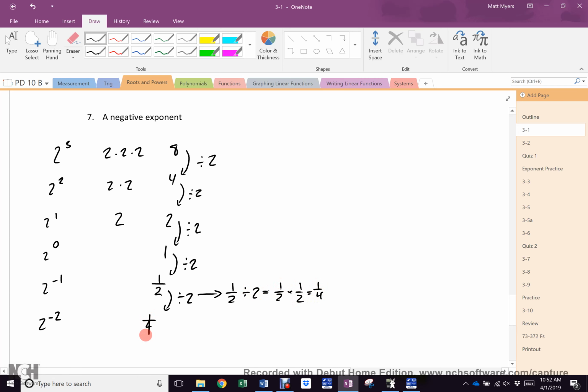Now please notice there is a pattern here. 2 squared is 4. What is 4 really? 4 over 1. And 2 to the negative 2 is 1 over 4. 2 to the 1 is 2. What is 2 really? 2 over 1. And 2 to the negative 1 is 1/2. You're intelligent young people. What therefore must 2 to the negative 3 be? 1/8. 2 to the 3 is 8, because 8 is really 8 over 1. Is everybody good?